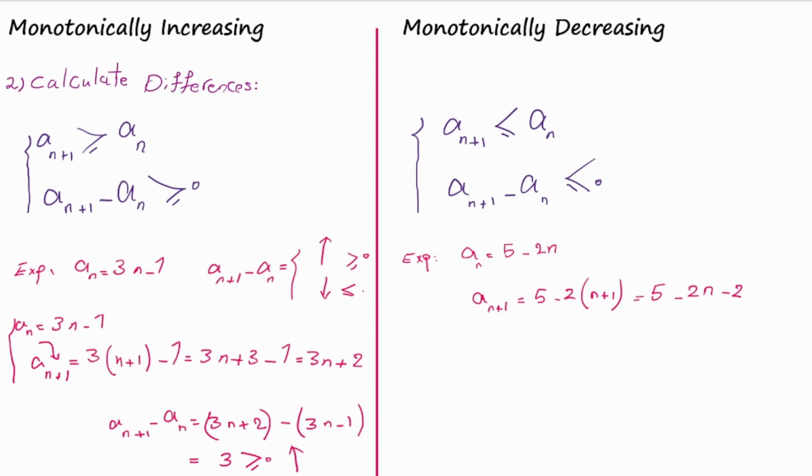If we subtract a sub n from a sub n plus 1, we have 3 minus 2n, which is this part, minus 5 minus 2n. After simplification, we have minus 1, which is less than or equal to 0, so we have a monotonically decreasing sequence.